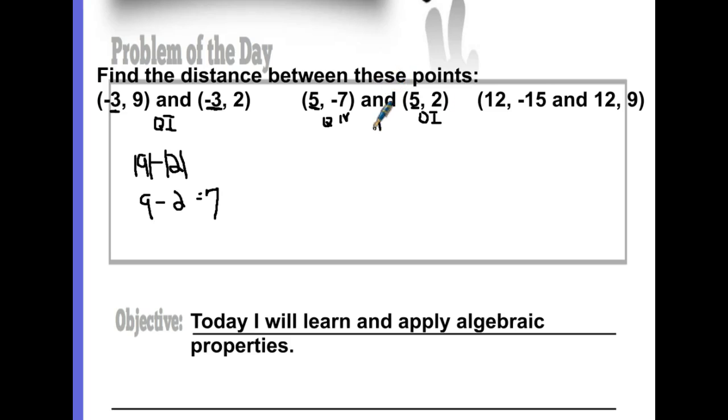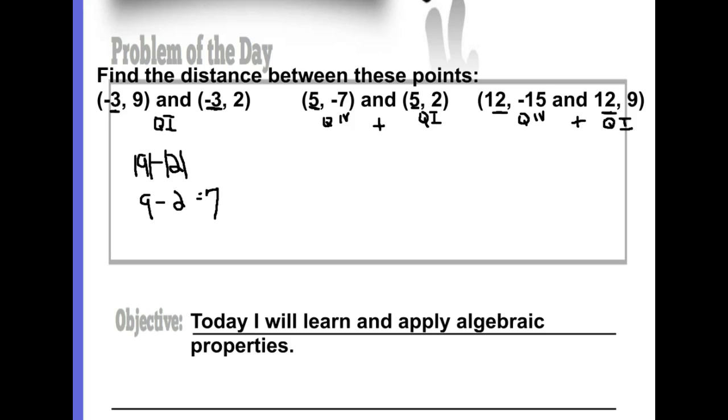Remember, different quadrants, you're going to add. And the 12 is the same, so your x is the same. You're going to use your y coordinates. And this is the same as this one: 12, negative 15. This is in quadrant 4. X is positive, y is negative. This one is quadrant 1. So you know that because they're in different quadrants, you're going to add. Take 2 minutes and find the distance between these points, and then write your objective, and then we'll check and see how you did and continue. So pause here, and in 2 minutes, check back in.